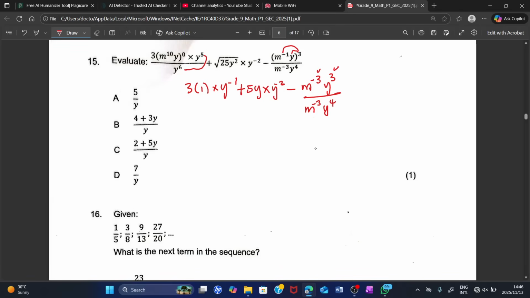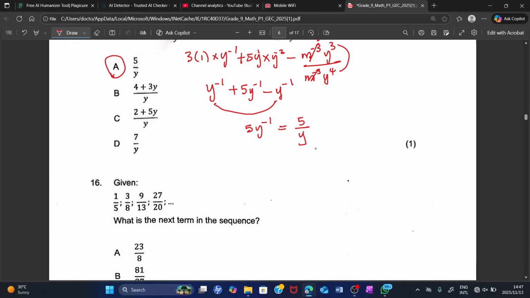So what do we have here, Lena? We have y to the power of -1 plus 5y. You add here, it will be -1. Minus this one and this one cancel. So this one, it will be y to the power of 3 minus 4 is minus 1. So these are like terms, they'll give us 0. So the answer is 5y to the power of minus 1, and then that is the same as 5 over y. Where is it? That is A, okay? That is A.